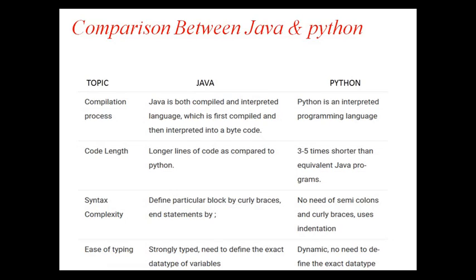Next, I have also covered the difference between Java and Python. In the compilation process, Java is both compiled and interpreted, whereas Python is an interpreted language. In Java there are longer lines of code, whereas in Python there are shorter lines of code. For syntax complexity, Java defines a particular block by curly braces, whereas in Python there are no semicolons and no curly braces, only indentation is used.